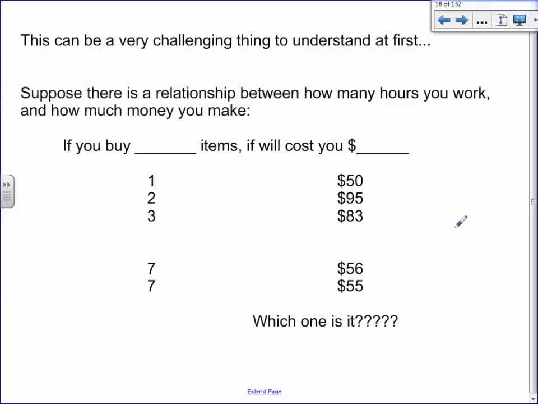Here's something I was using to try to illustrate with the tens when I do it this next week. Let's say that you have a relationship between how many hours you work and how much money you make. And I changed this actually. This wasn't how many hours you work. It's how many items you buy and how much it costs.